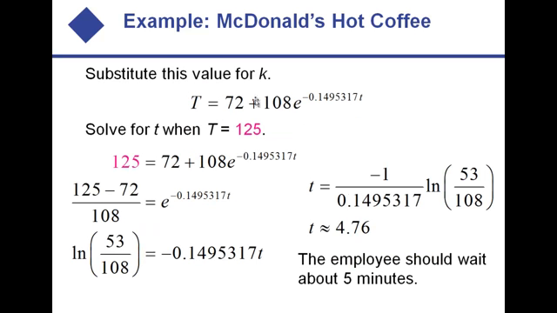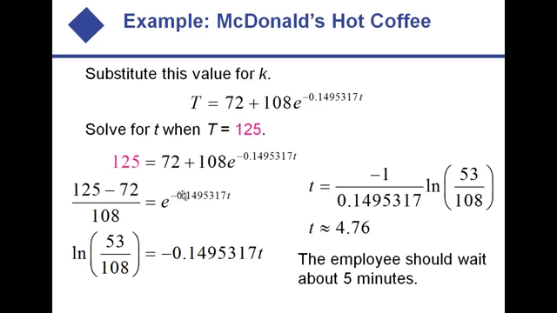So here we are back to our original equation, our simplified one with the 108e to the negative kt. We solve for k, so we've got this big ugly looking number for k. We want to know how long it's going to take until the temperature is 125, so we put that in for T, and we're solving for little t, the time. Subtract the 72 over, divide by 108, and now we've isolated e. We're still trying to isolate our variable.